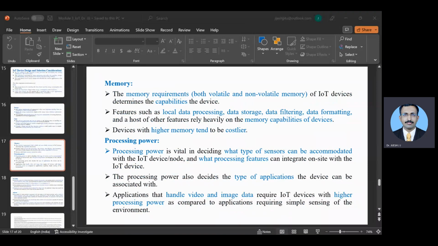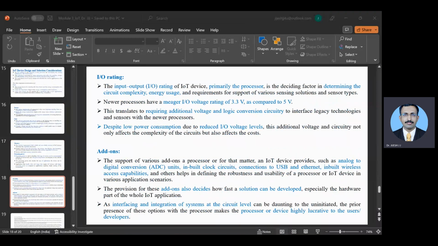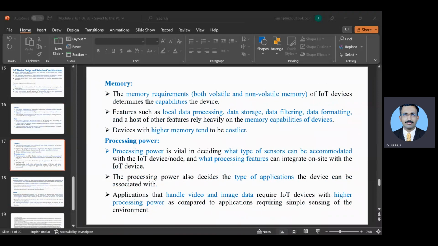Only IO rating is left out, and add-ons are there. We will do it in the next class then. So these are some of the parameters which determine the functionality of the node and the optimization of the node.